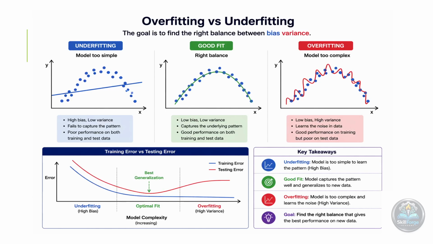I hope you have understood that. Here we'll understand it in a much better way. Here you see the left graph. Here we see underfitting. The model is too simple, it cannot capture the pattern in the data. The line is almost straight while the data clearly has a curve. This results in high error on both training and test data, and this is called high bias.